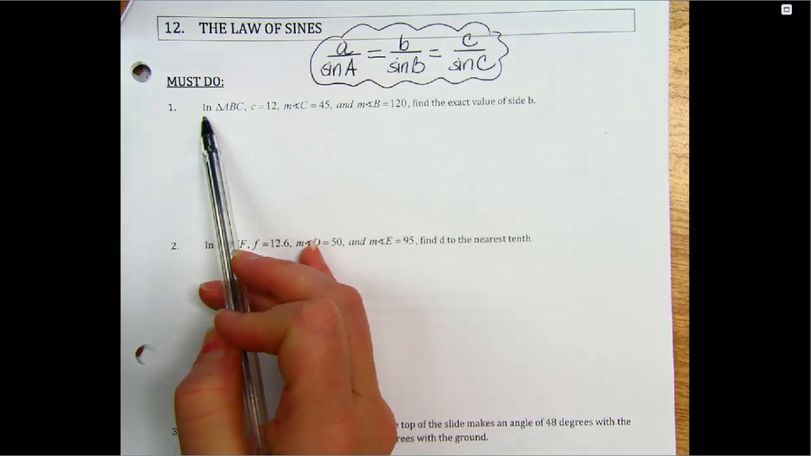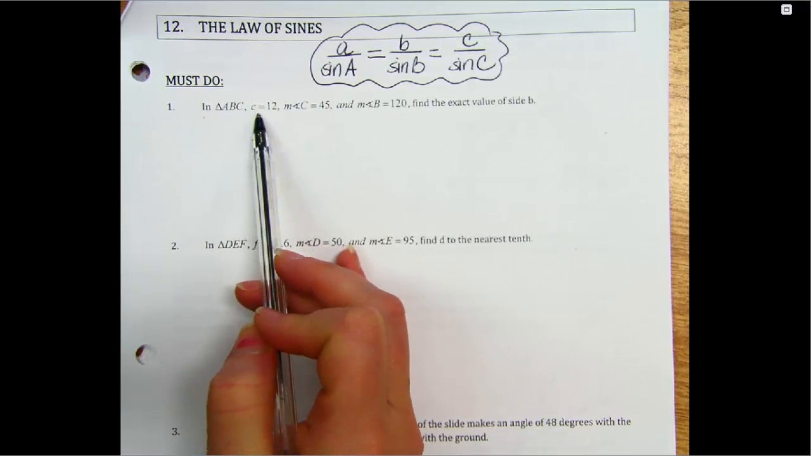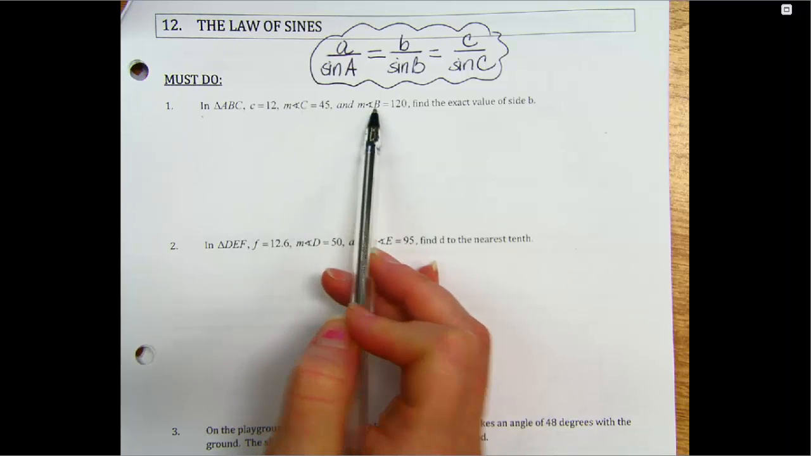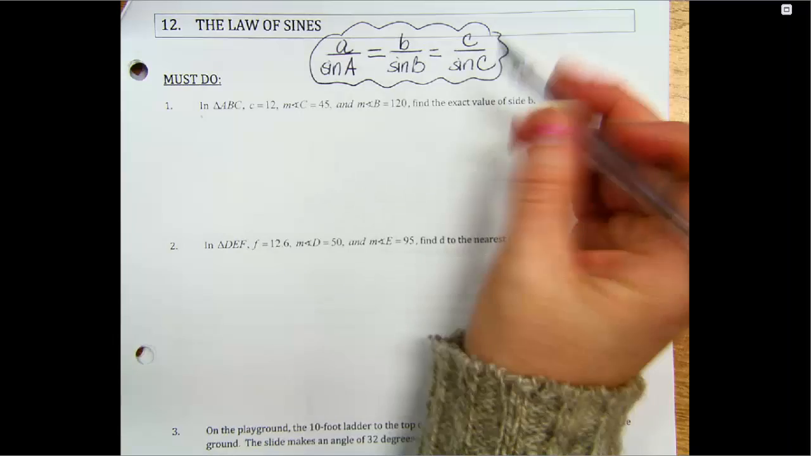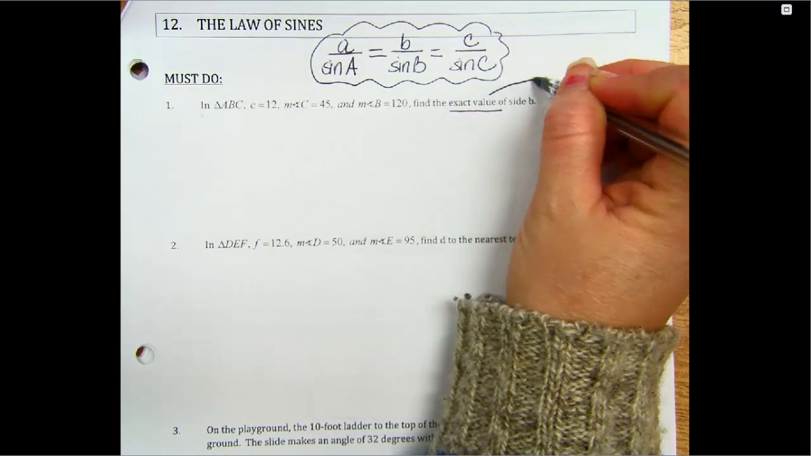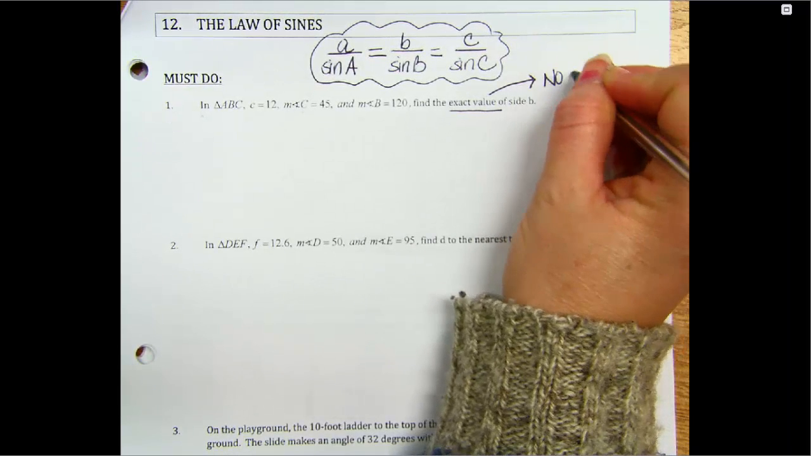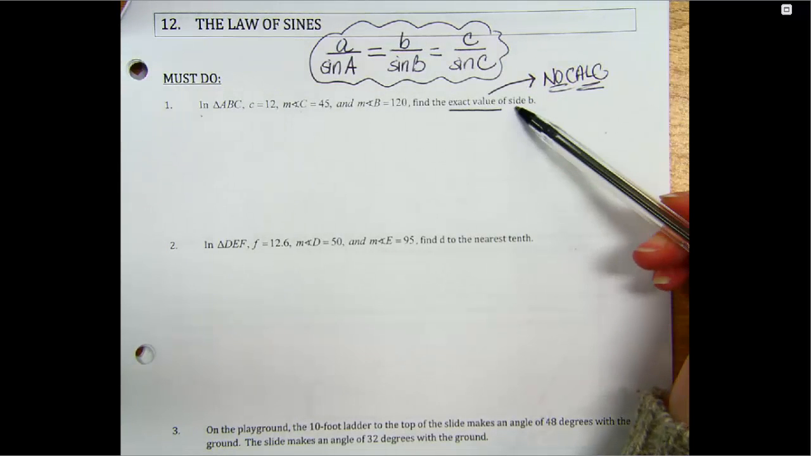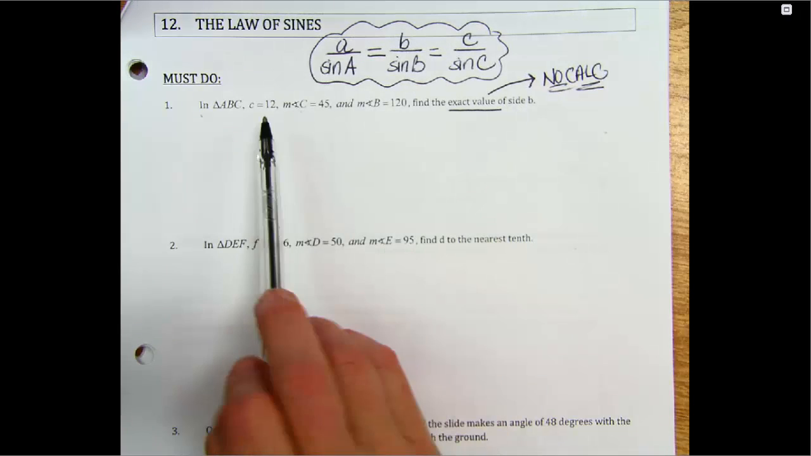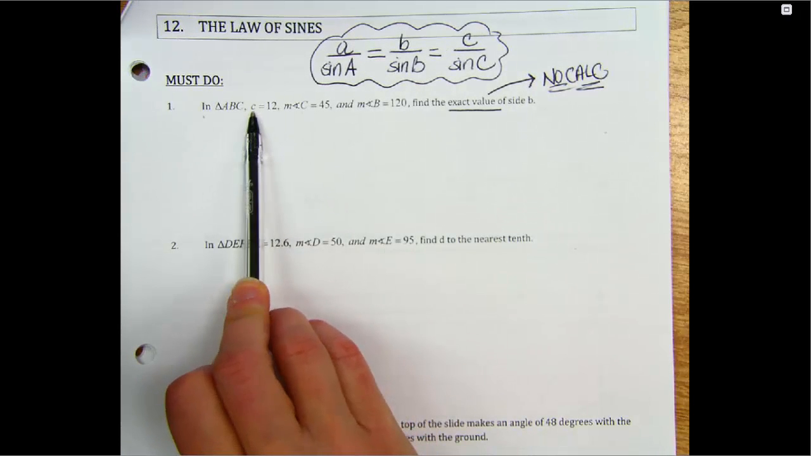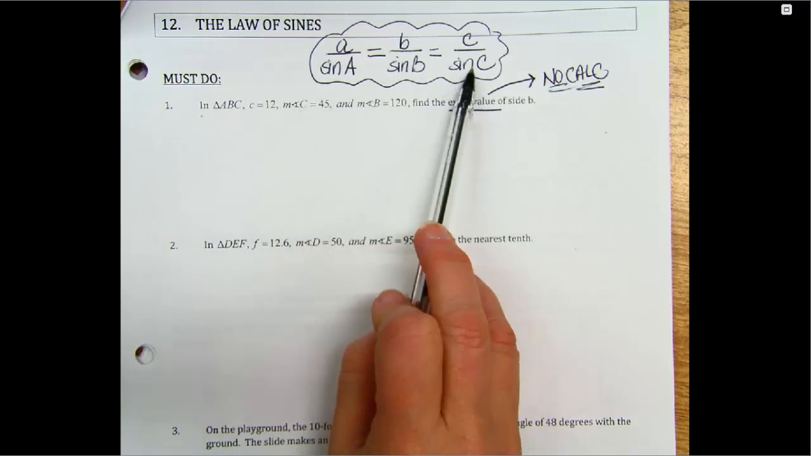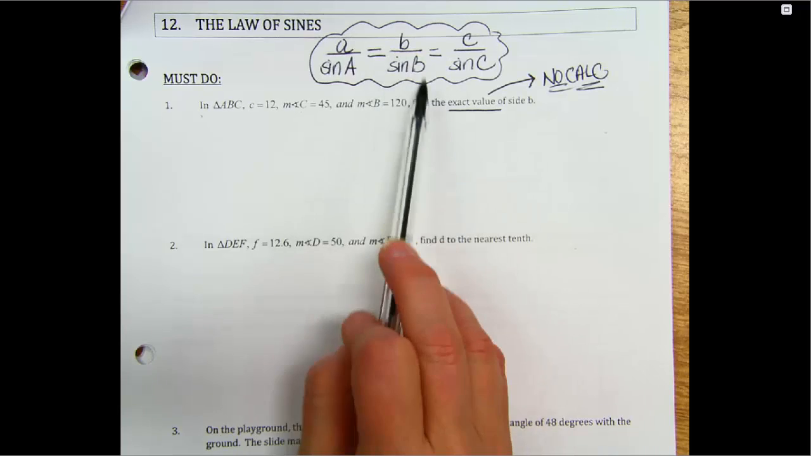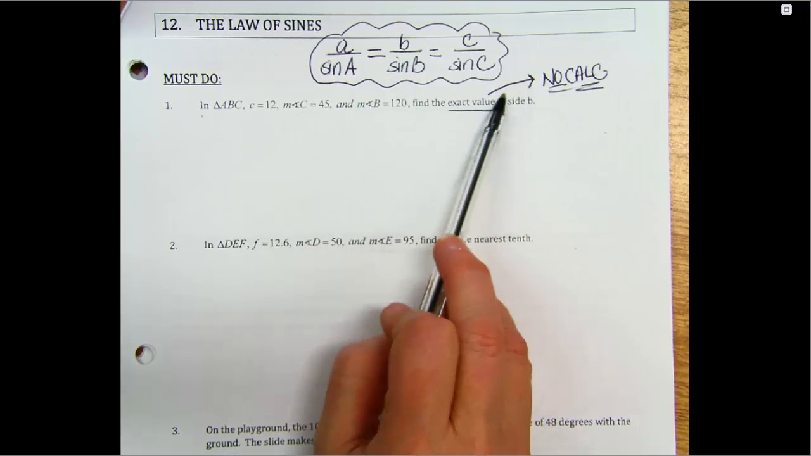First problem. In triangle ABC, side C is 12, angle C is 45, and angle B is 120. Find the exact value of side B. That, as it's been right along, is a hint for no calculator. Must be a unit circle thing. So for this problem we're given side C and angle C, and angle B, and we're looking for side B.